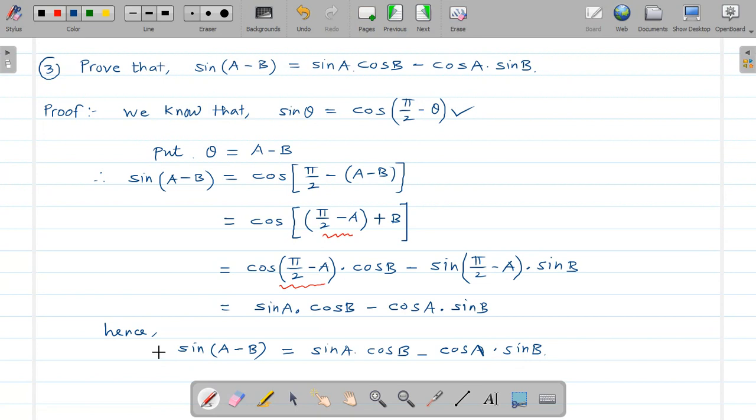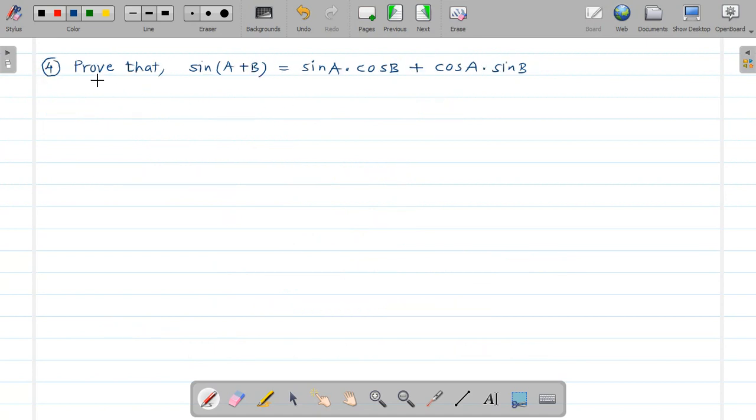So we get the compound angle formula for sine ratio. By using the previous result, we derived the compound angle formula for sine ratio. Okay. Now the next formula is: prove that sin(A + B) is equal to sin A cos B plus cos A sin B. So let us see the proof of this formula.